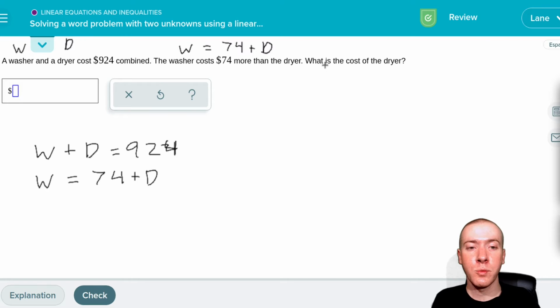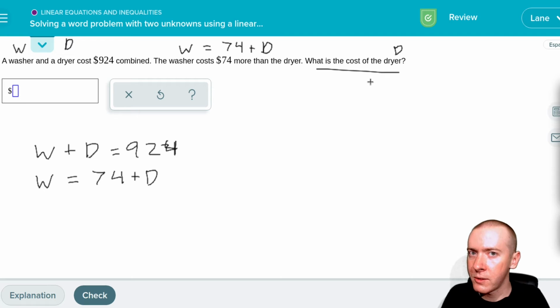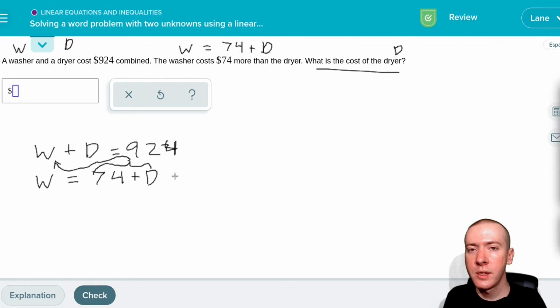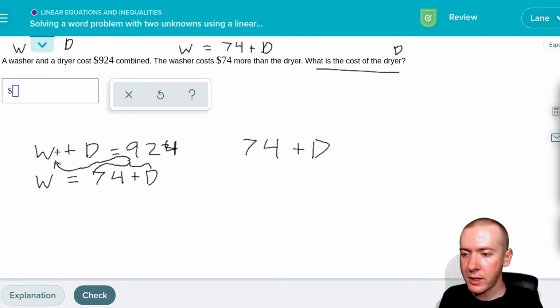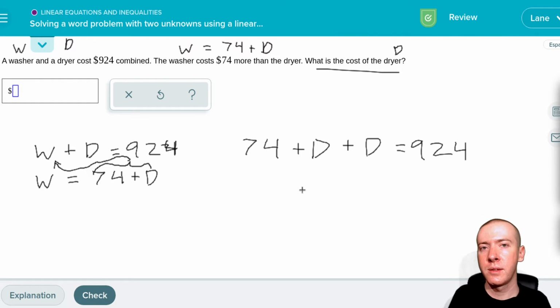The problem is asking us what's the cost of the dryer. So we want to combine these two equations, and we want to leave the D in there because that's what we're going to solve for. So if I replace this W right here with 74 plus D, then we would have this equation. 74 plus D, that's replacing the W, and then we have another plus D. And we still have the 924 on the right-hand side.